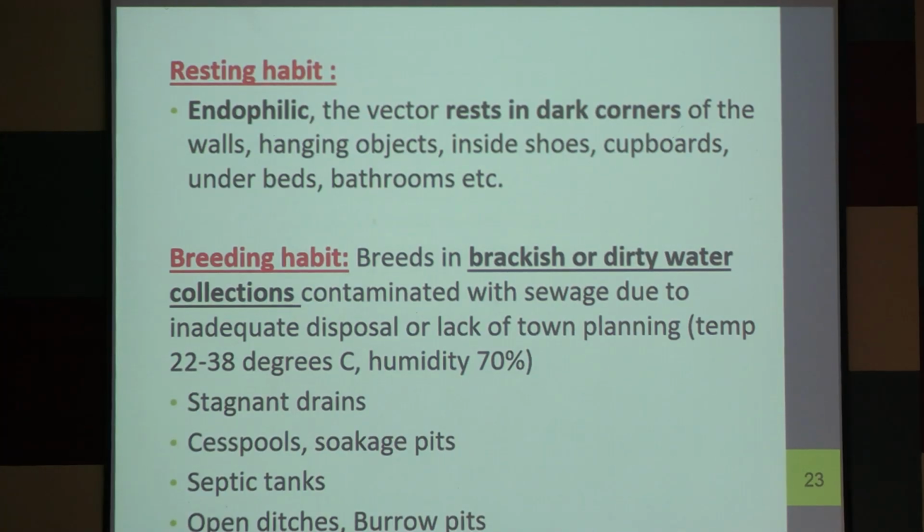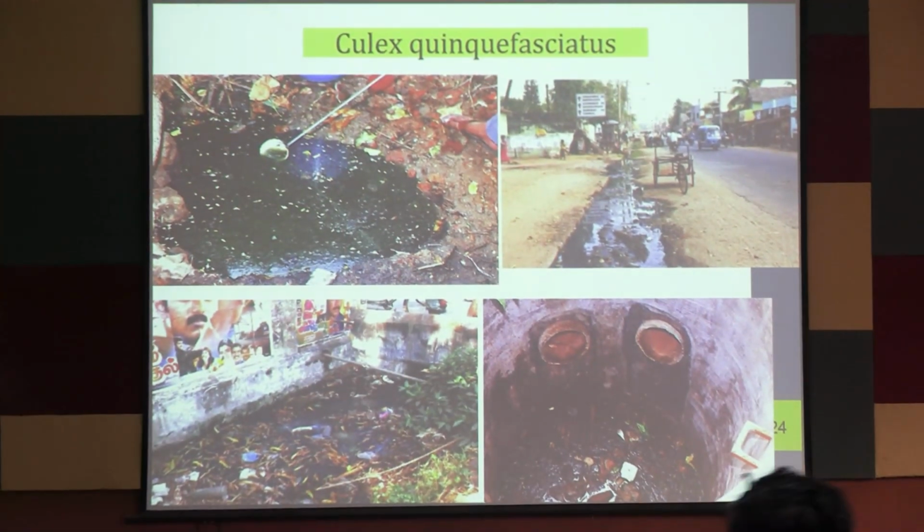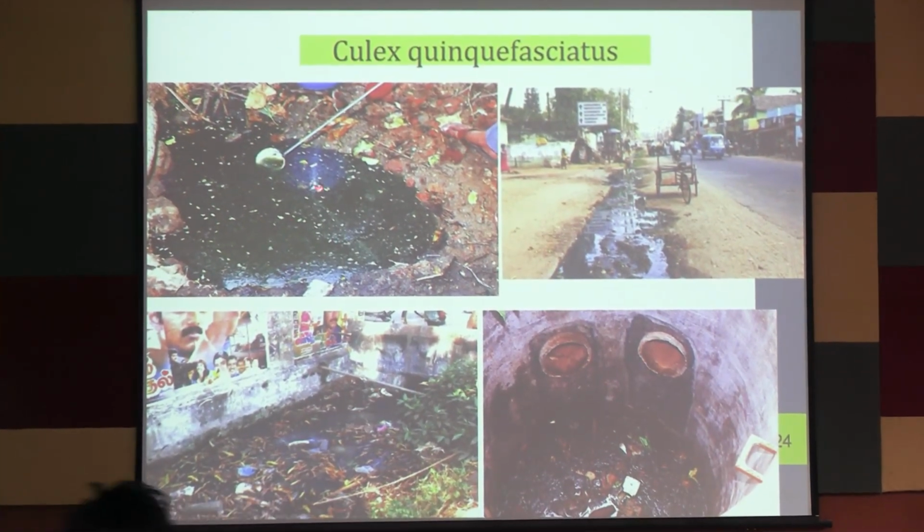What are the other spots? Stagnant drains, cesspools, soakage pits, septic tank, open ditches and burrow pits. Look, here they are taking a sample of water. This is also a septic tank which is open now. Usually septic tanks should be covered, but it is open. So these kinds of water accumulations we usually find Culex mosquito, okay.